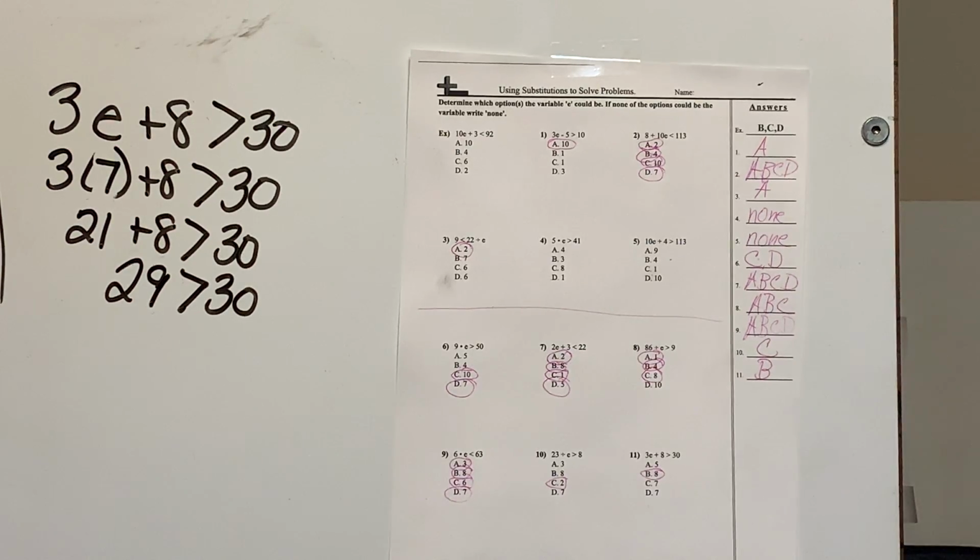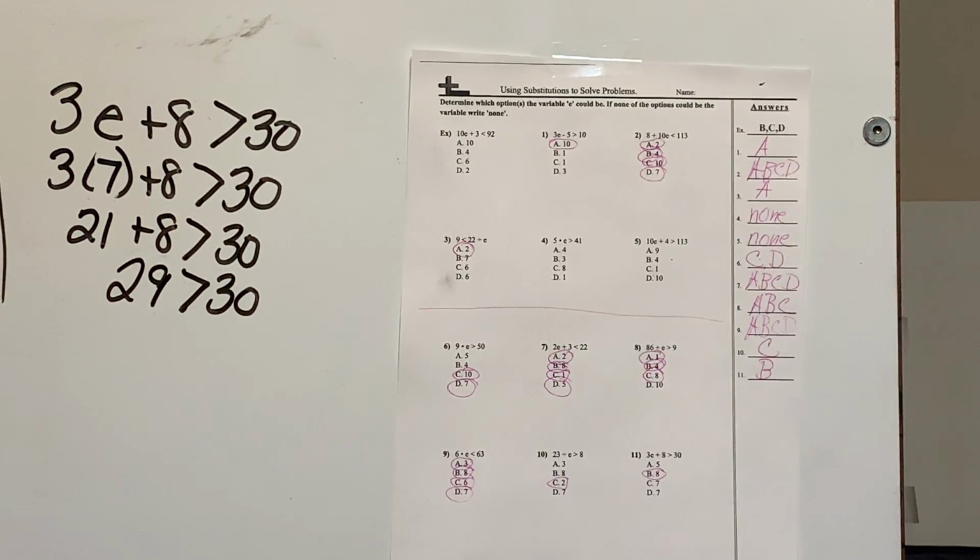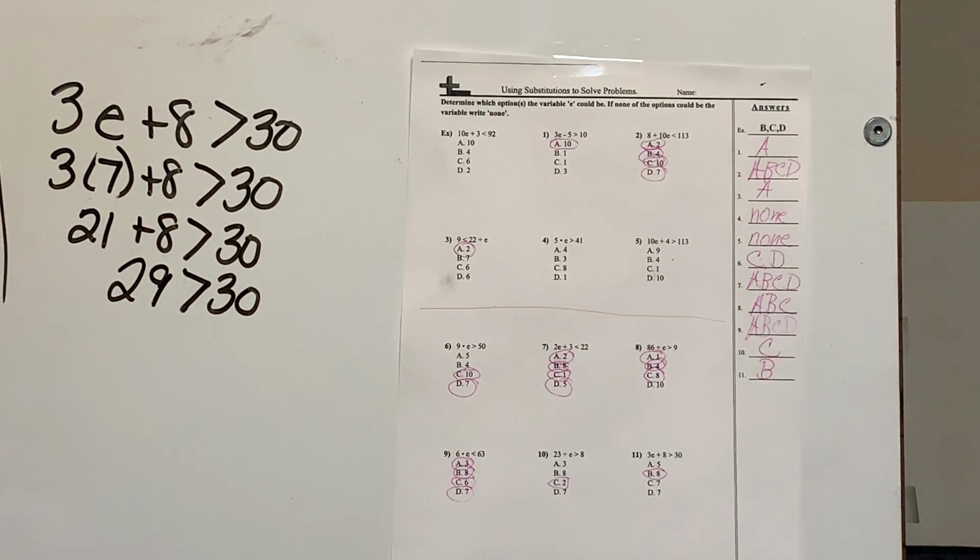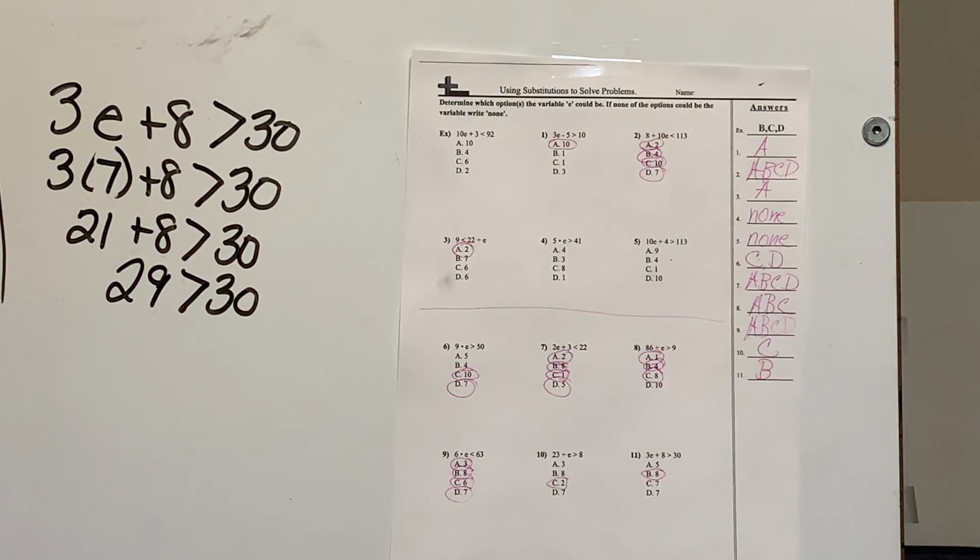All right, so hopefully you're understanding these. If you have any questions, you can always email me. I do have an assignment for you to do tonight. There are 11 questions for you to answer. It looks just like this one. Please make sure that you check each one of these. Make sure if they are correct, you circle them. If they are incorrect, leave them alone. If none of them are correct, then you'll write none out to the side. But make sure you check each one of them.